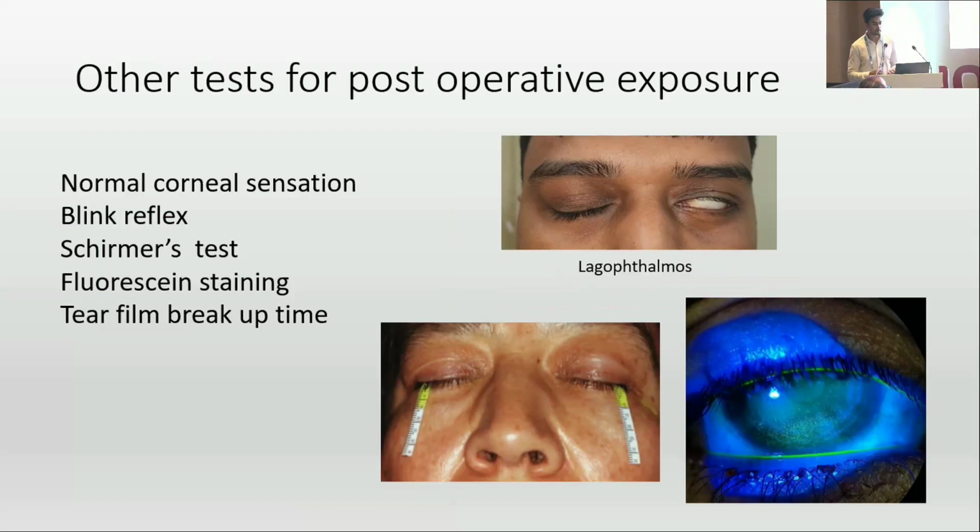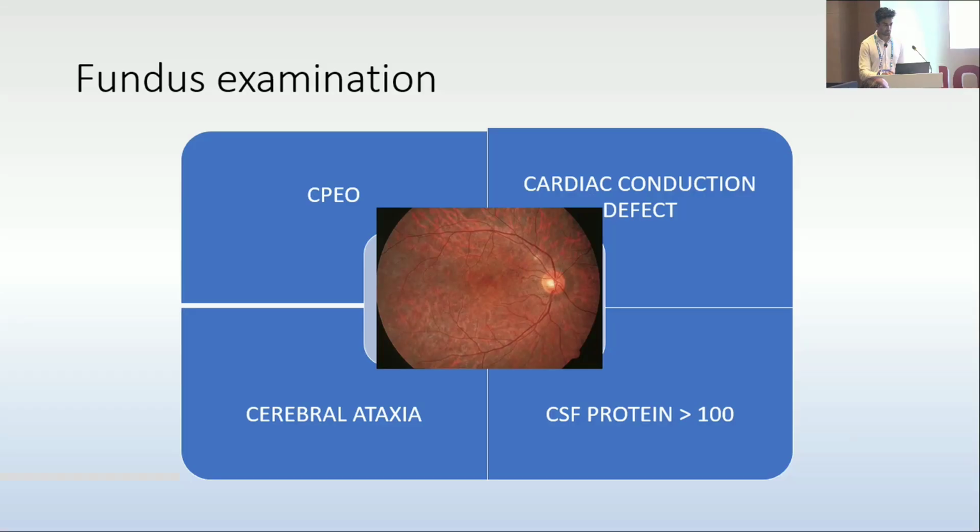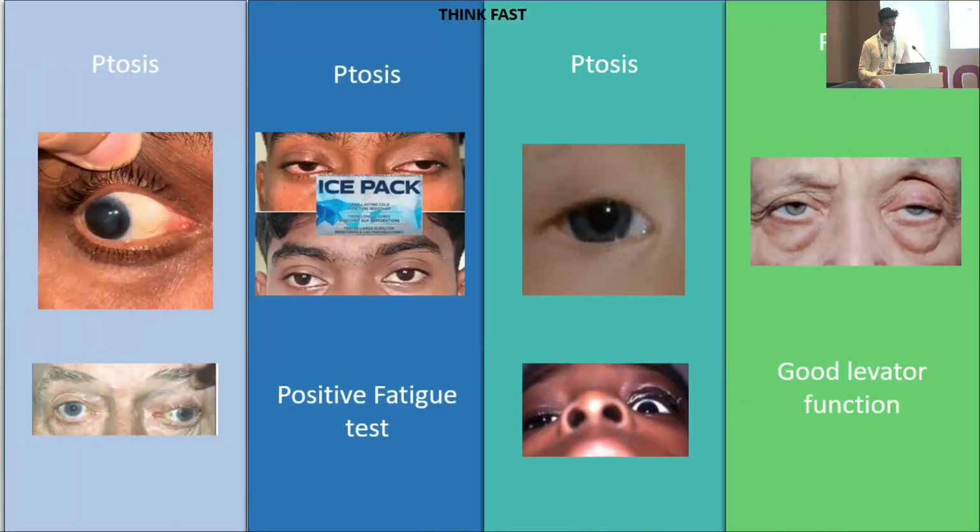Other tests to assess post-operative exposure risk include the corneal sensation test, Schirmer test, fluorescein staining, tear breakup time, and fundus examination should be done in relevant cases such as CPEO with pigmentary retinopathy. Cardiology consultation is very important as they can also have cardiac conduction defects. So, some short cases in OPD.